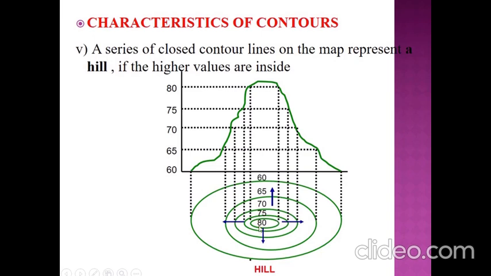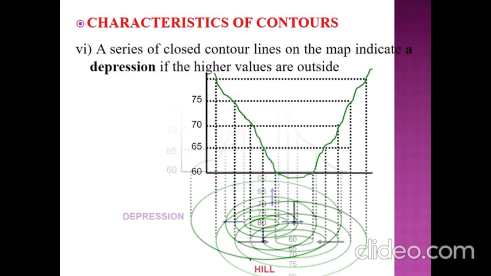So according to that, a series of close contour lines on the map represent a hill if the highest values are inside. See here, when we consider the baseline, which is here, the reduced levels of the points are increasing, the values are increasing. So you will get the highest value at the top, which is here. In this figure, 80 meter is the highest value, which is nothing but the height of that hill. So this is one characteristic of contour.